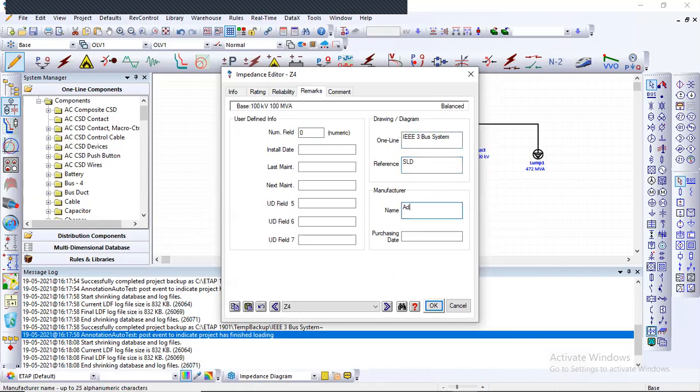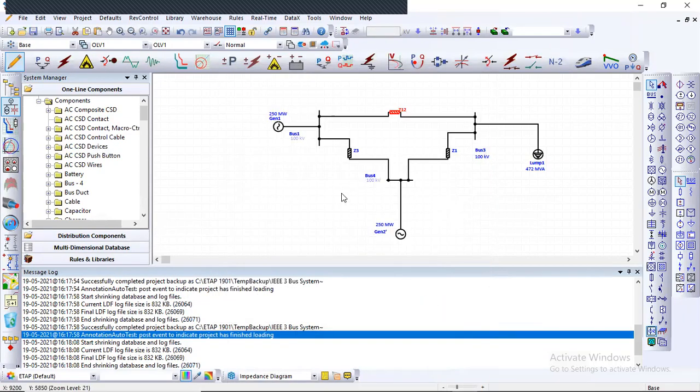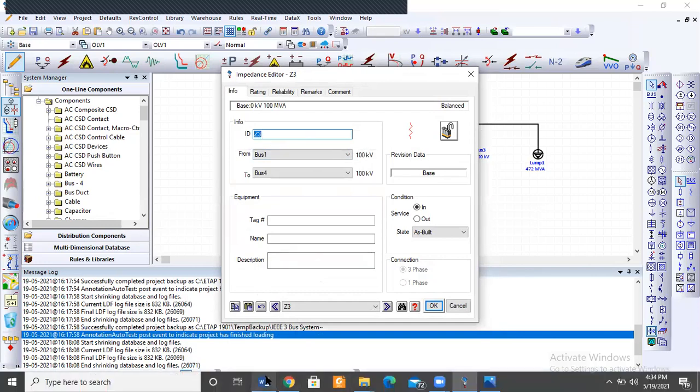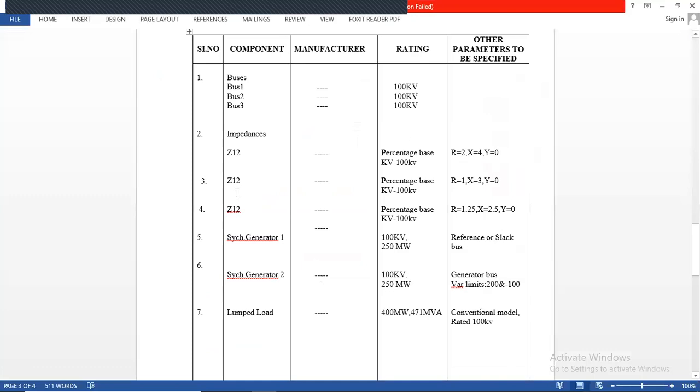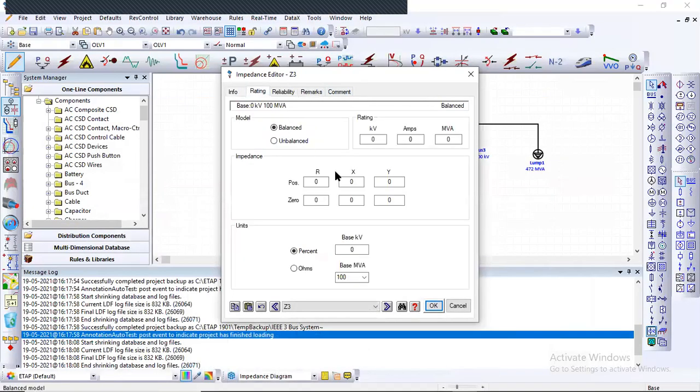and Adil, and then comments, if you have any kind of comment in this data, and then OK. Furthermore, all the related things should also be placed there, that is in between Z3, again from 1, 3 and 0, 1, 3 and 0, 1, 3 and 0, and then the base kVA would be 100.